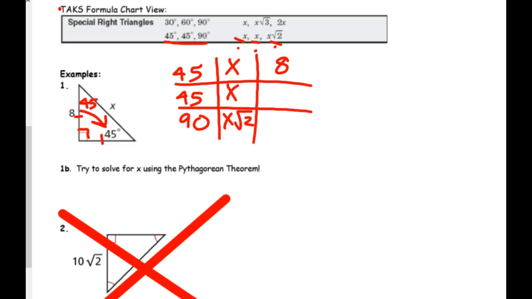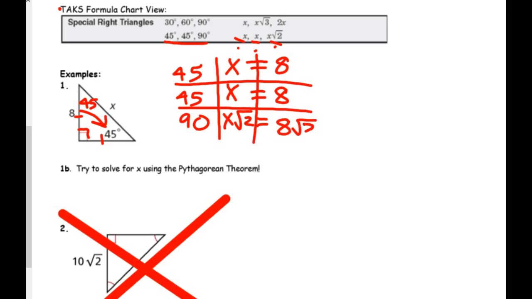And remember, if you know one of the legs, since it's isosceles, right? Basically, x equals 8, so that means this x also equals 8. Now, if x equals 8, this last blank, I'm going to replace that x with the number 8. So x square root of 2 is going to equal what?